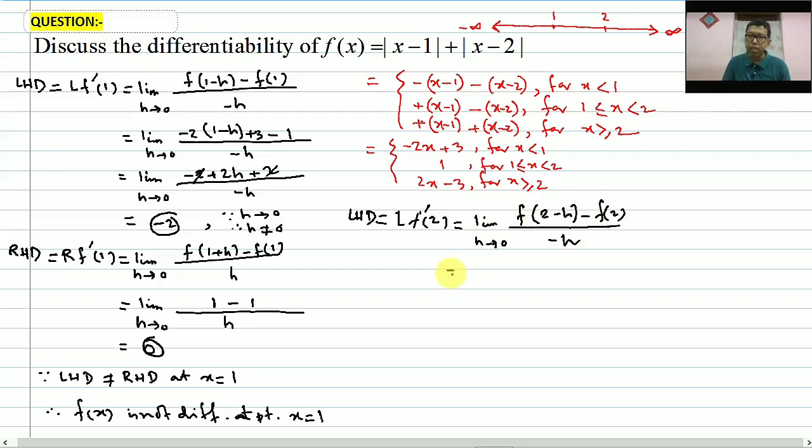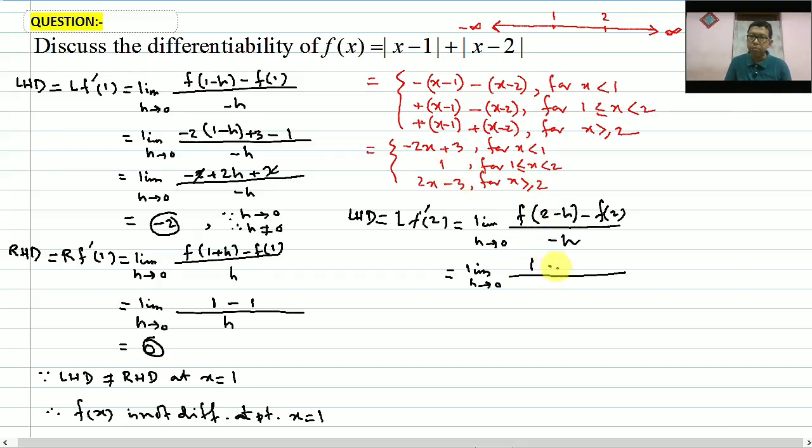Okay, so limit h tends to 0, f of 2 minus h, that means x is less than 2. Here h is a negligible positive quantity, so 2 minus h means x is less than 2. Yes, this is the domain. For x less than 2 the function is 1, so put 1 here.